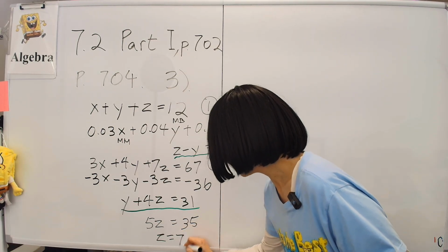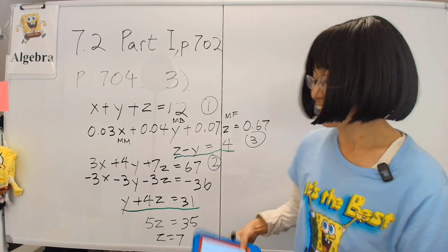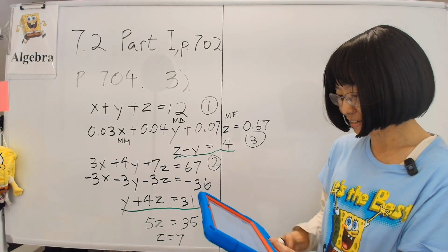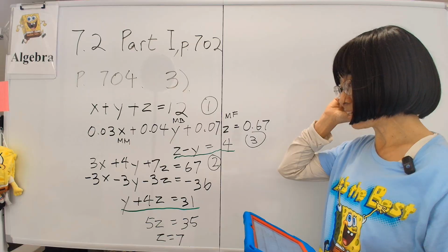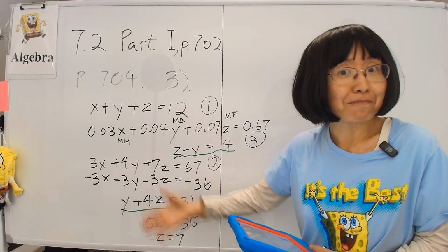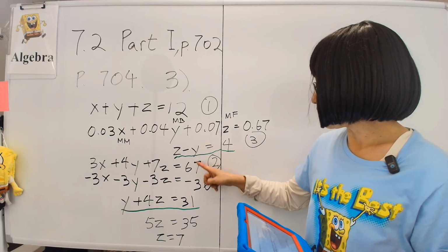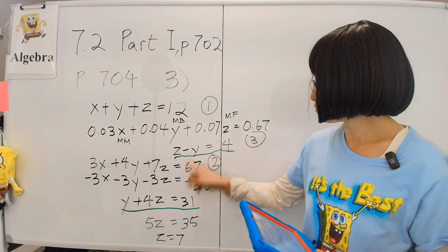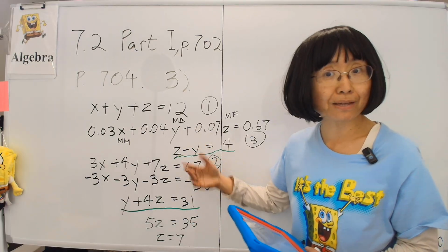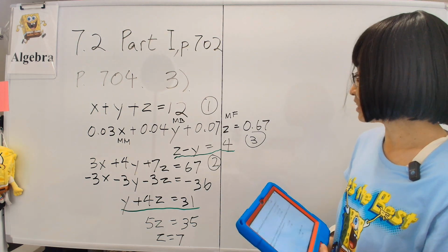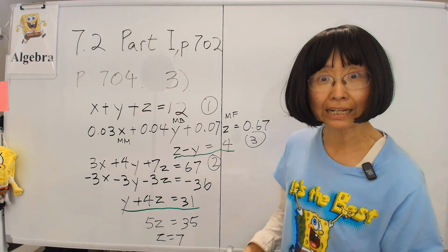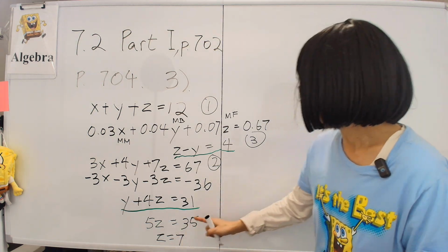Yay! That is a very good point to be at, the fact that we find out z is 7. From this point on, things become much more pleasant. Once z is 7, we get y out of, say, here. It doesn't matter, you can get y out of here or here. It will be the same. It better be the same. If it's not the same, that means somebody screwed up.